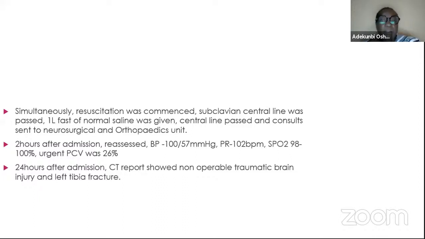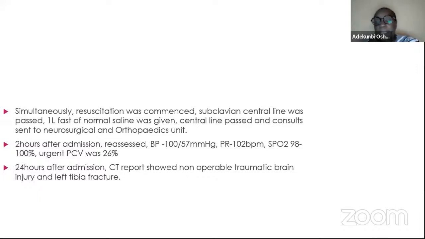Two hours after admission, the patient was reassessed again. The blood pressure had come up to 100/57 millimeter of mercury. The pulse rate had reduced to 102 beats per minute. The saturation of oxygen had increased to 98 to 100%. The PCV showed a value of 26%.